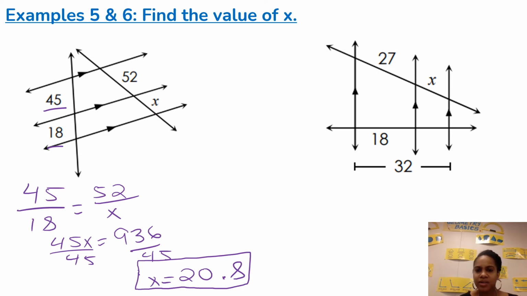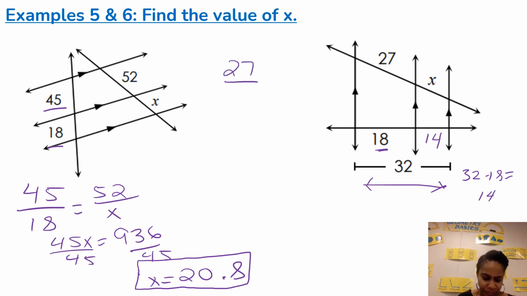All right, so for our second one right here, the length of this entire side is 32. So if this piece is 18, we could simply subtract 32 minus 18, and that would leave us with 14. So this side is 14. I could set it up several ways. I could do 27 over 18 is equal to x over 14. I could do x over 27 is equal to 14 over 18. It does not matter. I'm actually just going to do 27 over x is equal to 18 over 14.